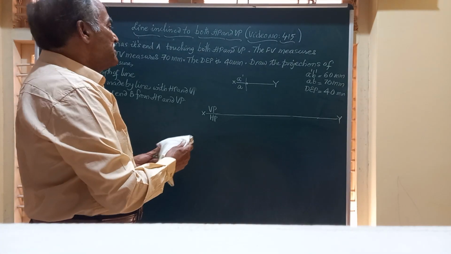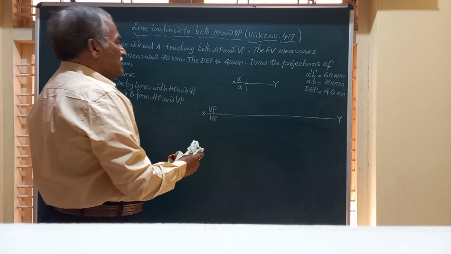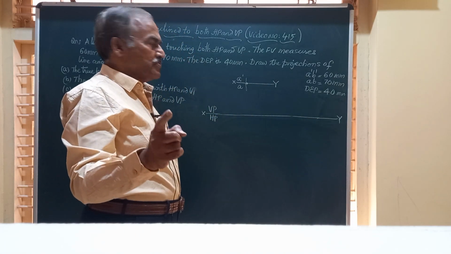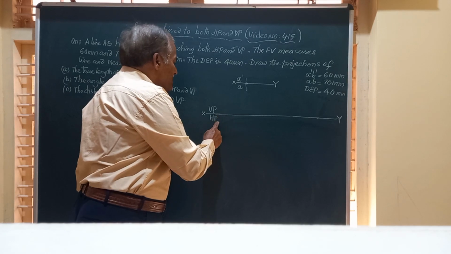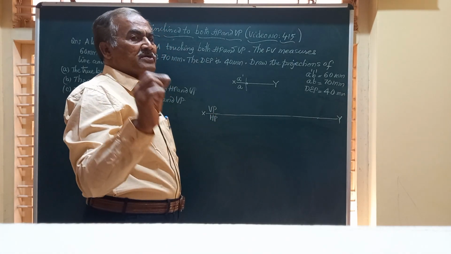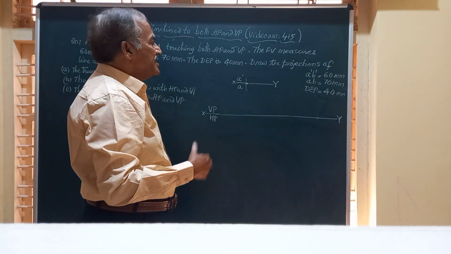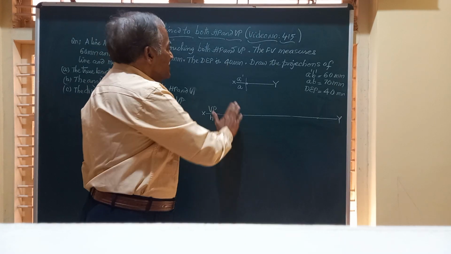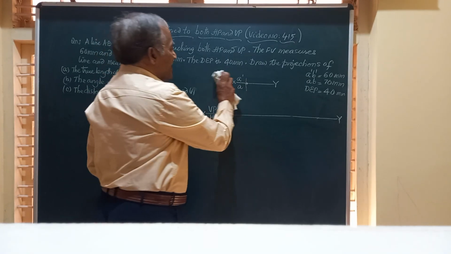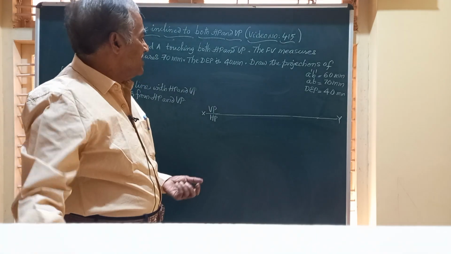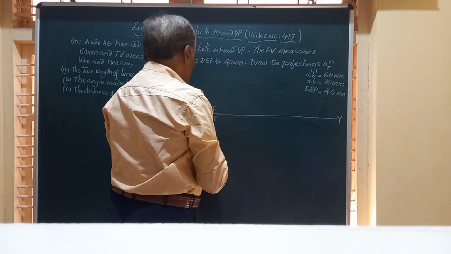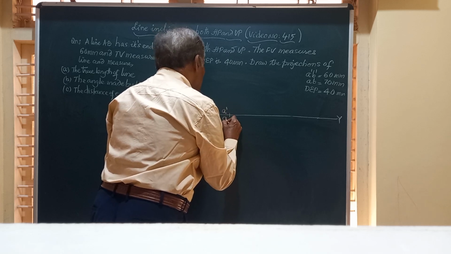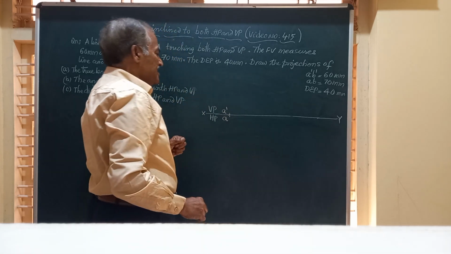Now, friends, let me start the problem by marking this XY line, the line of intersection of VP and HP, and mark VP and HP in this fashion to represent first angle projection. And let us commence the solution by marking this A dash and A. So I have drawn the XY line, friends, and here I am going to mark the front and top views of the end A, A dash and A. A dash is the front view, A is the top view.